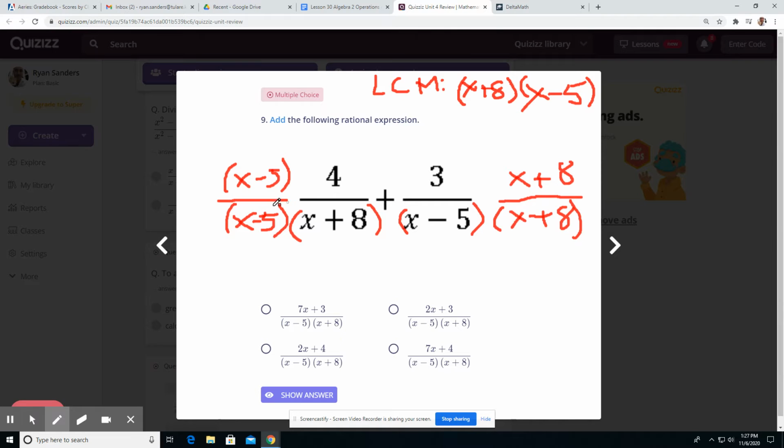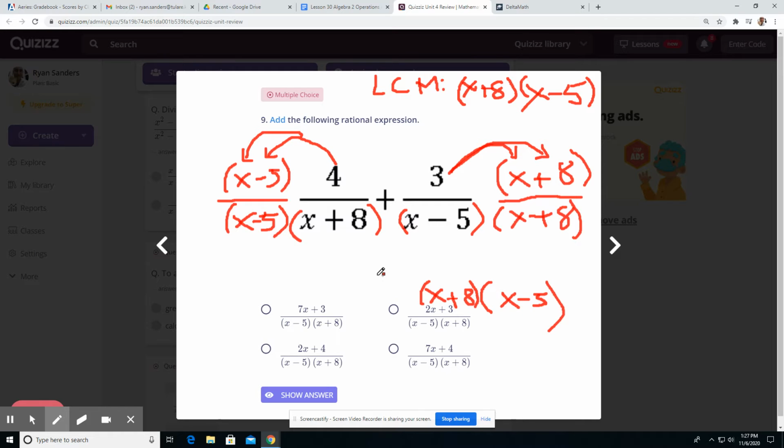These two have to be the same when you're multiplying by it. Remember, there's no equal sign, so you can't do things to both sides. You have to do it to top and bottom of the fraction to keep it balanced. All right, so this one also has parentheses. So the 3 is going to distribute right here. The 4 is going to distribute right here. And our answer has to have that same bottom number, the least common multiple. So it has the x plus 8 times the x minus 5.